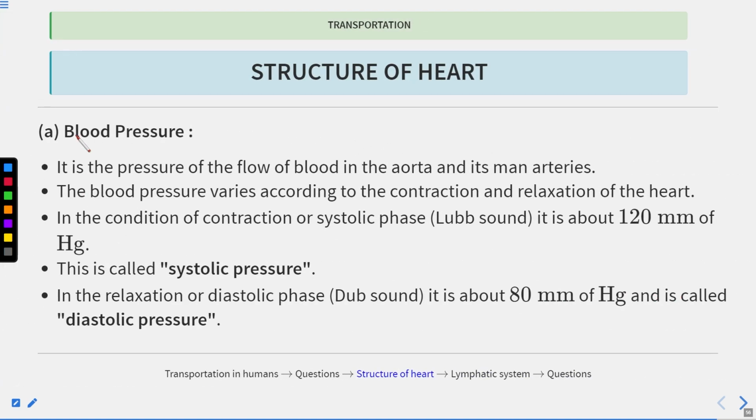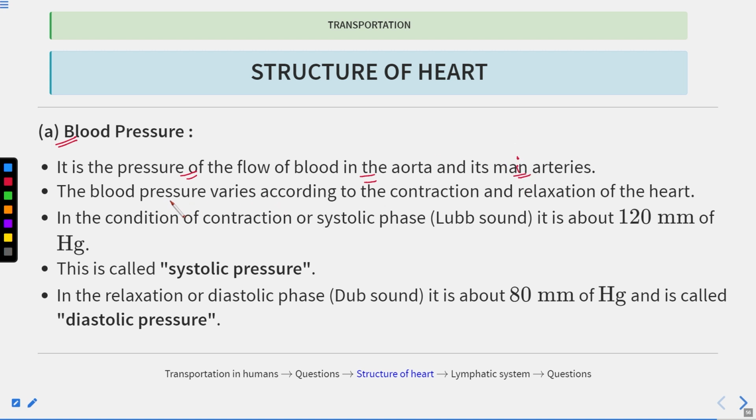Now let's talk about blood pressure. What is blood pressure? Till now we were studying the structure of the heart and the blood flow. How is blood flow happening? I've given you a general idea; we haven't studied it in detail. Now, what is blood pressure? It is the pressure of flow of the blood in the aorta and its main arteries.